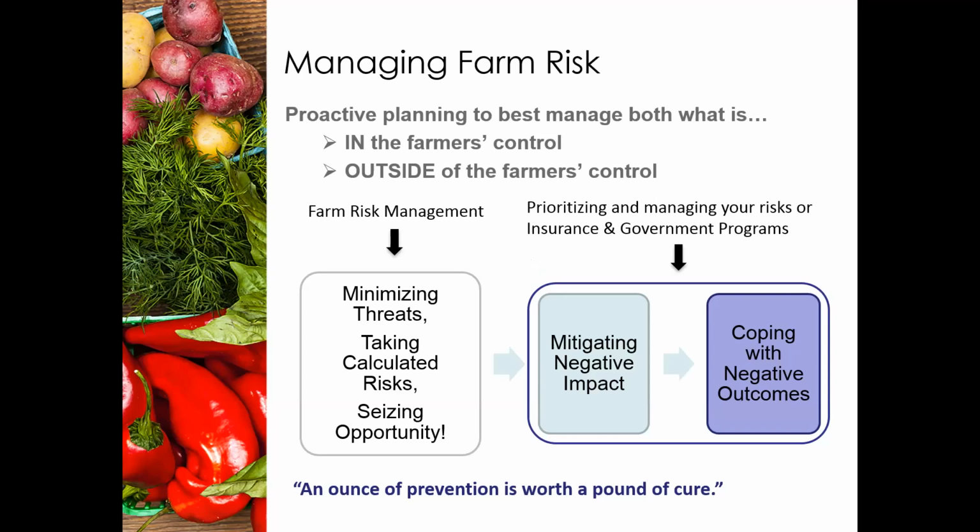But first of all, we need to prioritize. We need to understand which risks have the biggest impact and are going to happen the most often. We're going to have to manage those risks. We can do it in a couple ways. We can build a plan, or we can use insurance or government programs, or ideally a hybrid of both. Because what we're doing is mitigating the negative impact and coping with negative outcomes when they're out of our control. So what we're talking about here is prevention. And I love that old saying, an ounce of prevention is worth a pound of cure. Couldn't fit this better.